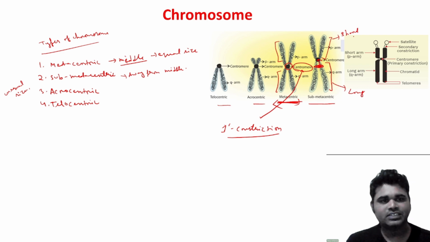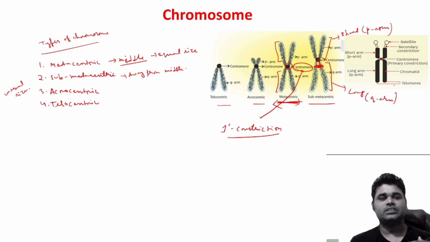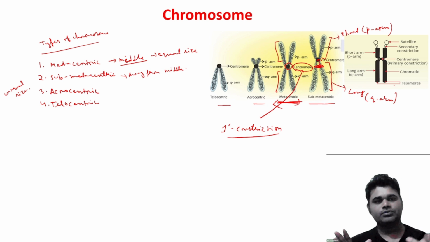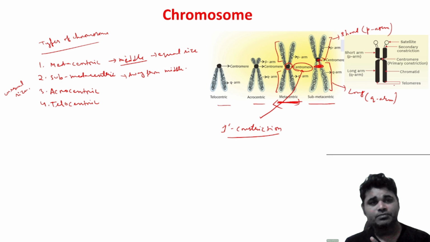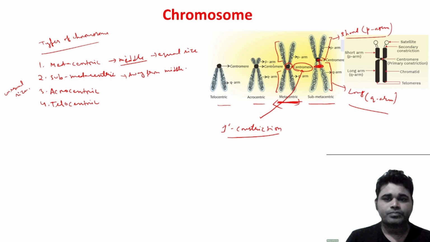Always this short arm is called the P arm and the long arm is called the Q arm. Okay, so because now the centromere is present away from the middle, two types of arms are present. One is called the short arm, another is called the long arm. The short arm is called the P arm and the long arm is called the Q arm. So this is the submetacentric chromosome.